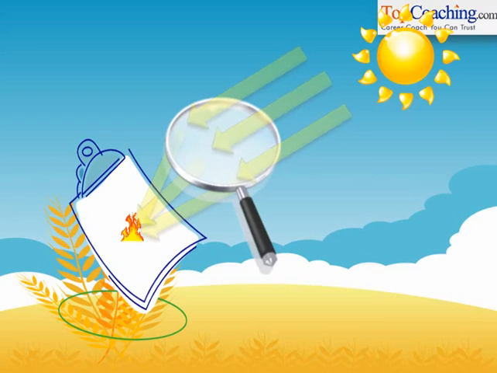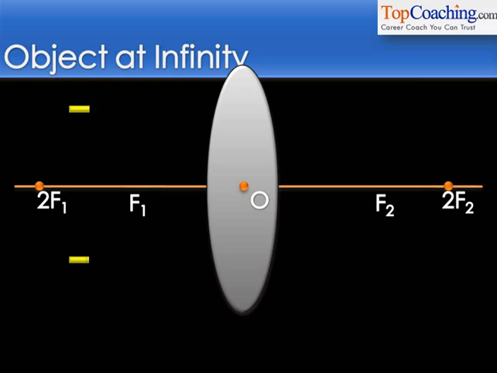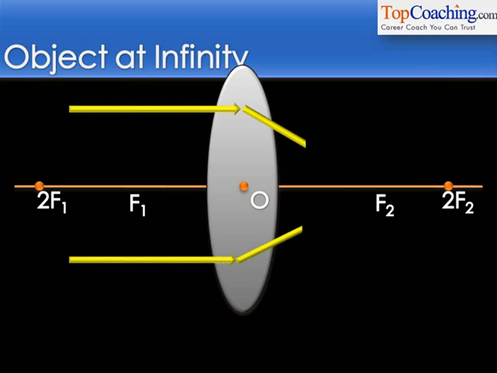Understood? Since the convex lens is a converging lens, it focuses the rays coming from infinity on its focus, and if the paper is kept at the focus, it catches fire. So that is the reason why a convex lens causes paper kept at its focus to burn. That's our answer now.